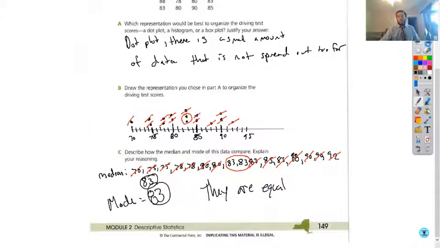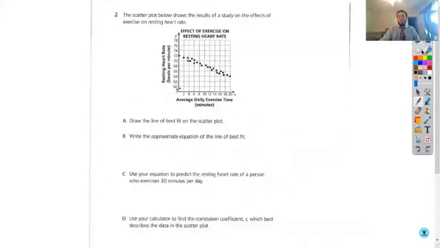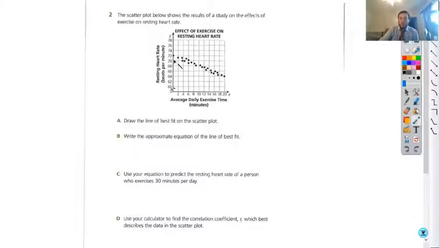So question 2 gives us a scatter plot. It says it shows the result of the study of effects of exercise on the resting heart rate, and it wants us to start by drawing a line of best fit for this scatter plot. So it doesn't ask us to calculate the line of best fit, right? And since we have so many data points that we don't know exactly where they are, we're just going to do our best to draw a line.